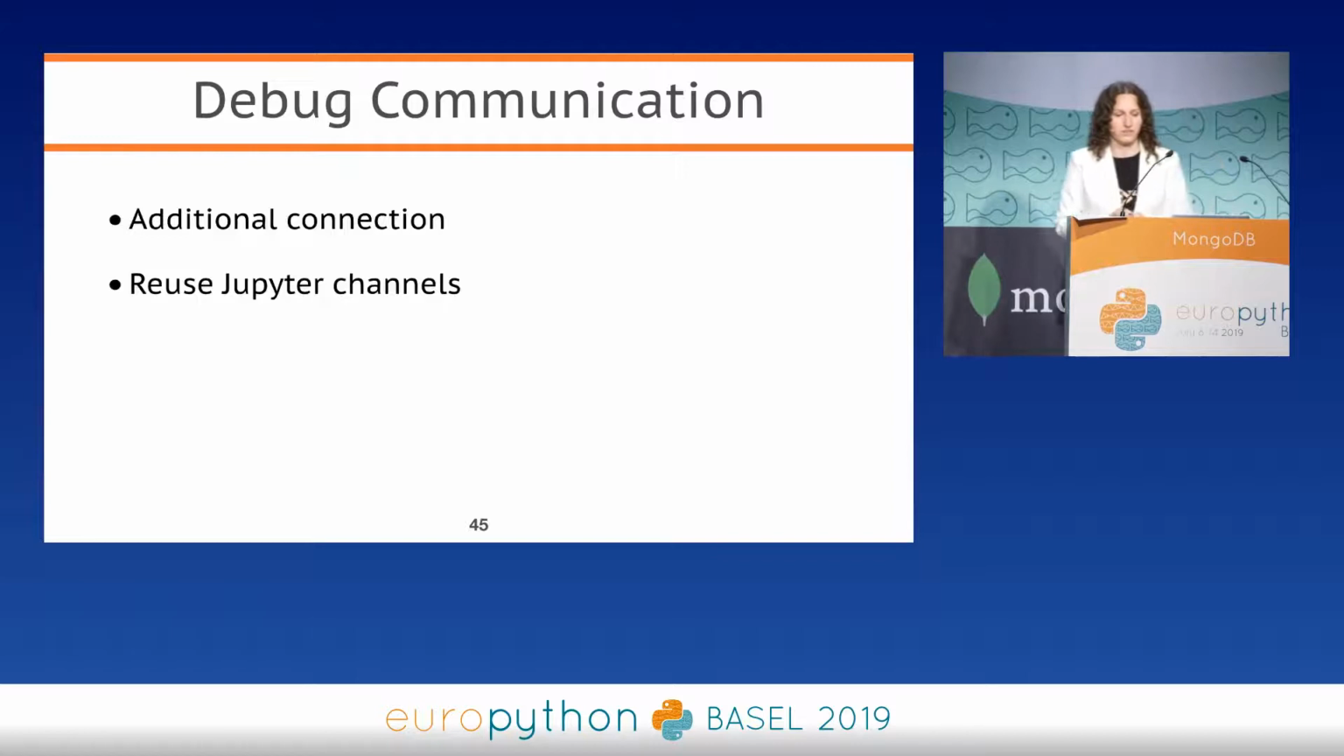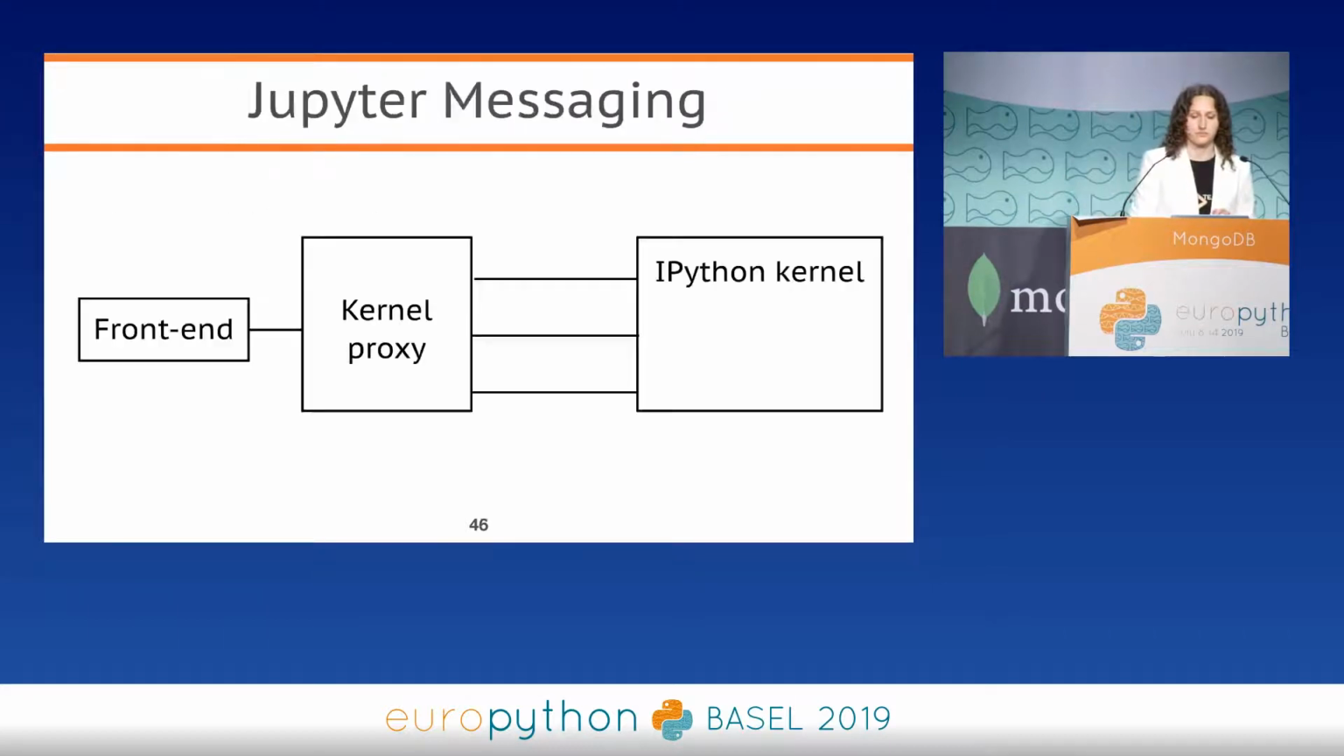When I started to think about it, I realized that there are two possible solutions for this problem. The first one is to establish an additional connection to the IPython kernel, and the second one is to reuse existing Jupyter channels. The first one is the simplest one, and it's the first thing that came to my mind, but it has some limitations. And the reason for these limitations is in the Jupyter architecture.